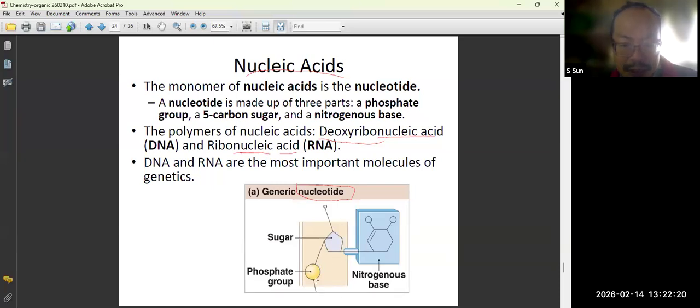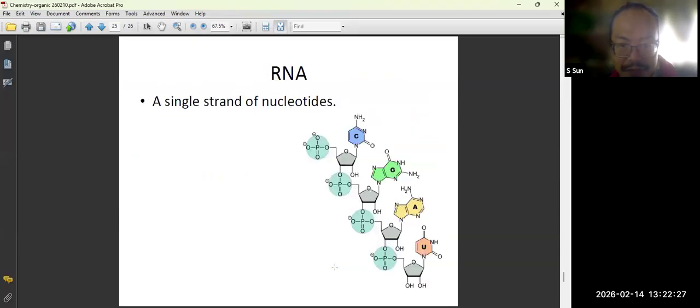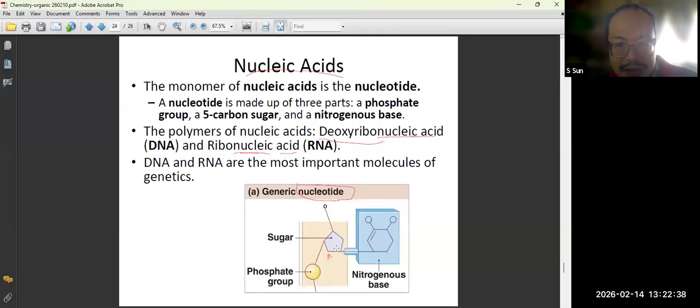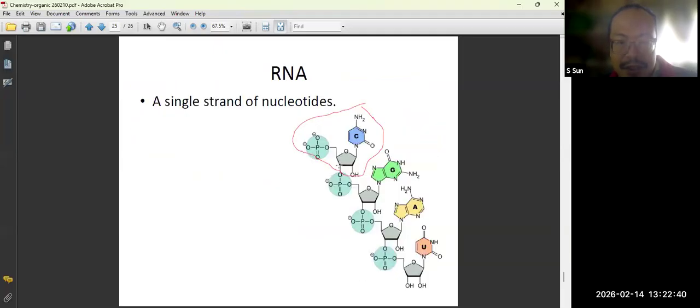You attach to the sugar end right here. So this is where you attach to. Yeah, so let me show you here. So here, this one is a nucleotide right here. So you attach to this sugar. This pentagon is a sugar. So you attach to it. This is another one right here. That's another one. And you can see that this nitrogenous base is C, this nitrogenous base is G.